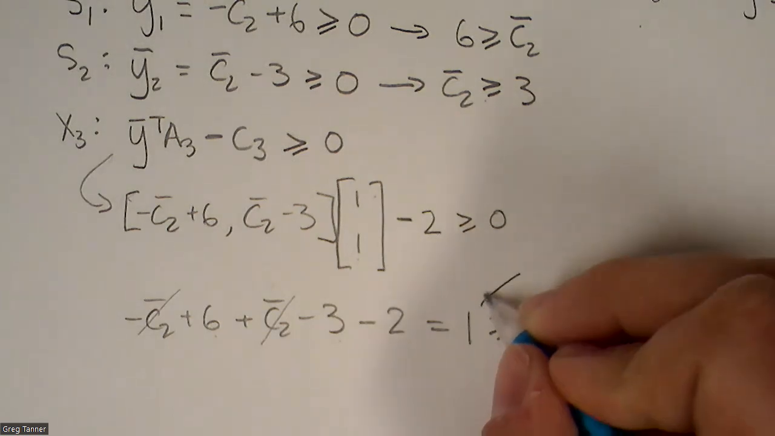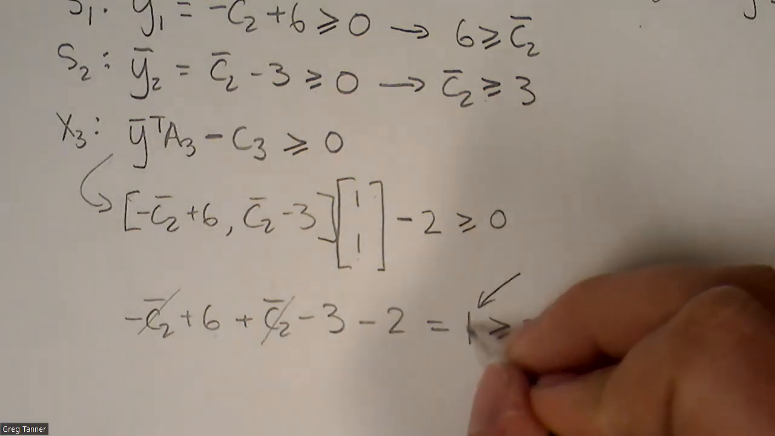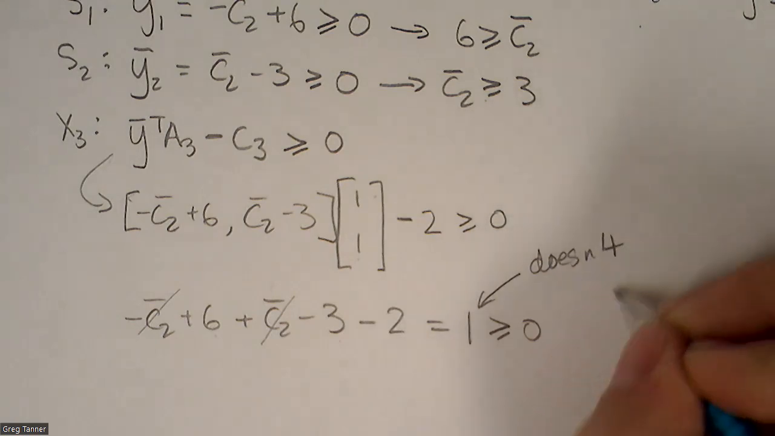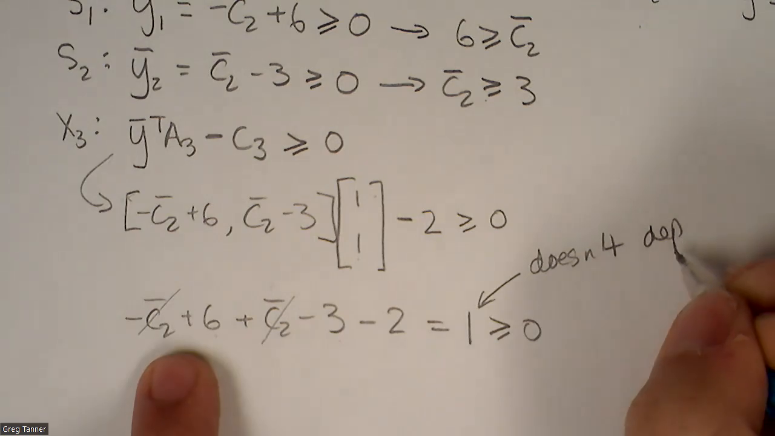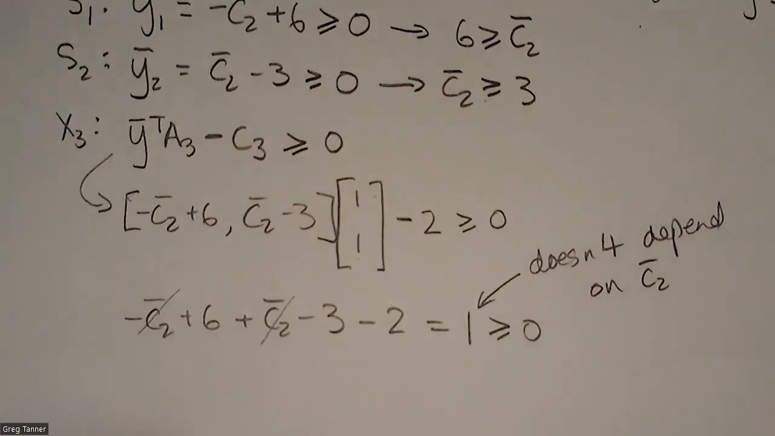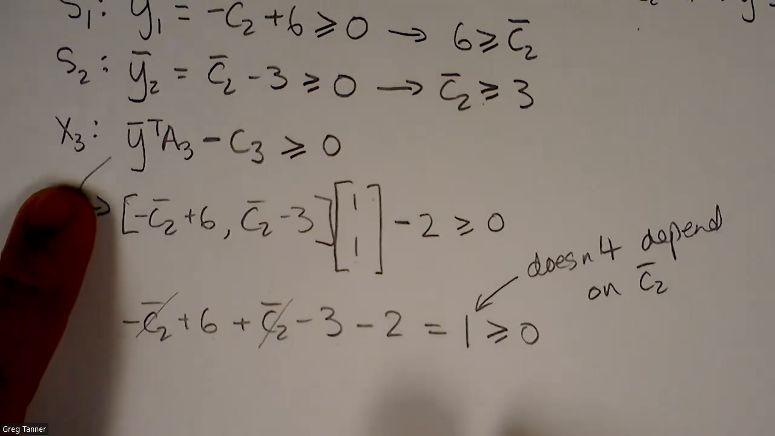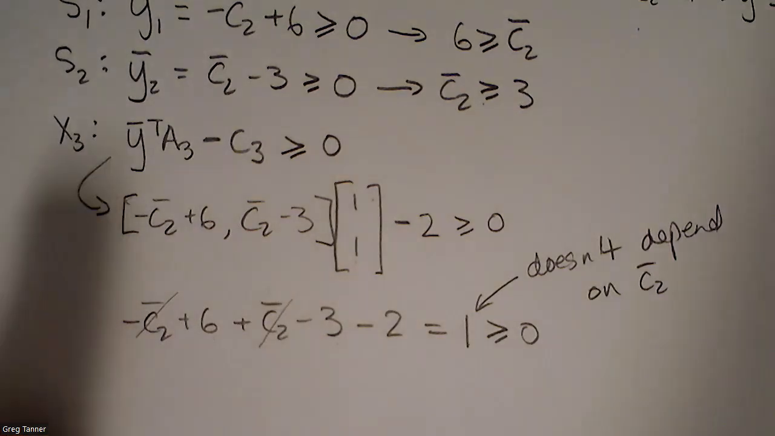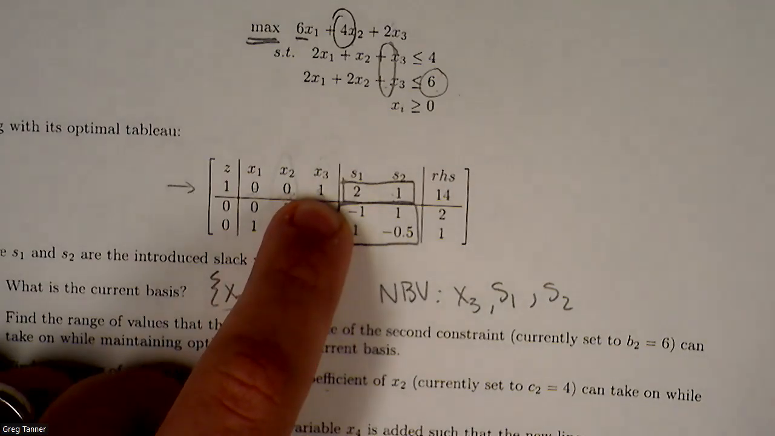Okay. The interesting thing to note here is this 1 doesn't depend on our C2 because our C2s cancel out. That's not typically the case. This one specially worked out that way, but that won't always happen. And so it turns out no matter what we change the second coefficient of our objective to, no matter what we change C2 to, this coefficient here is going to stay 1.